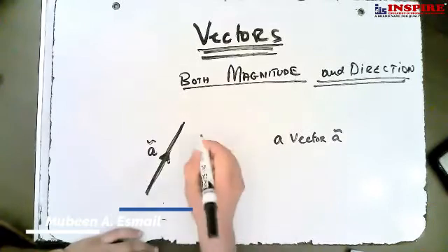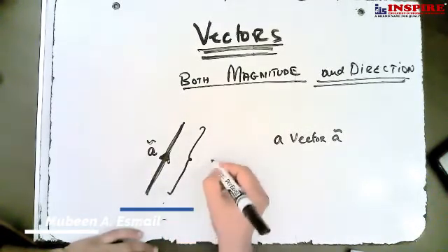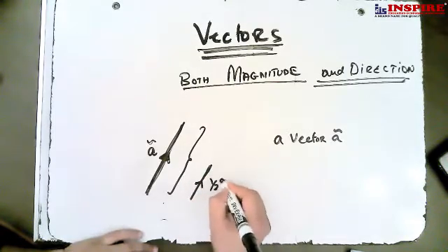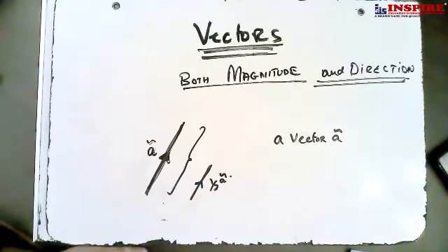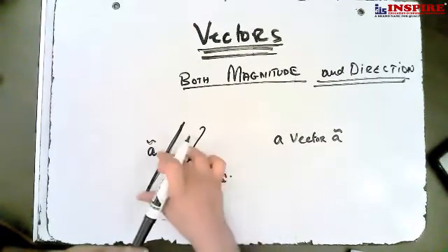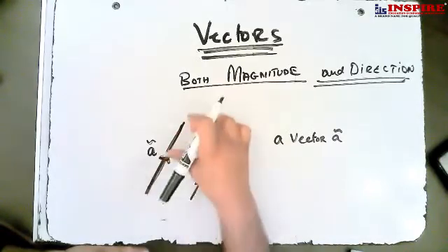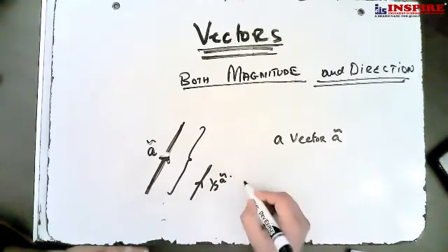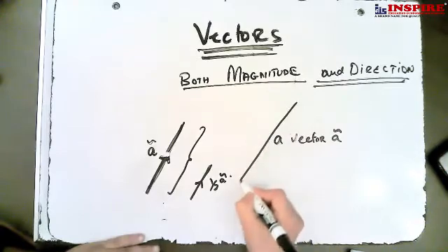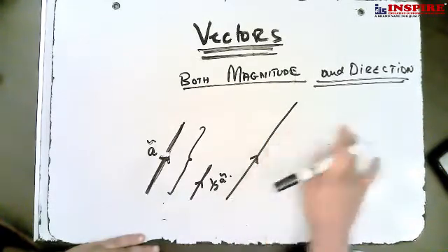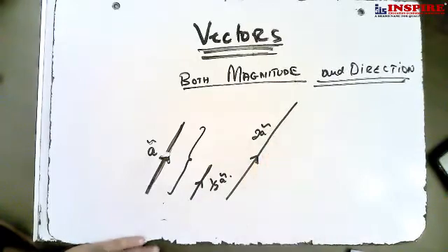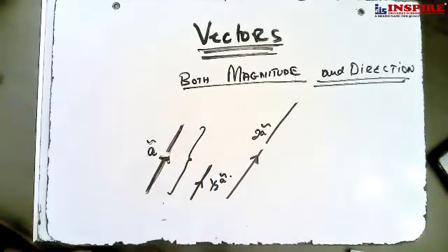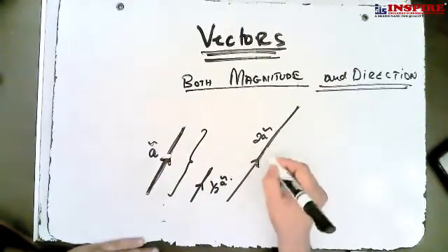If this is vector A, then this is half of A. The magnitude is half. Two of these will make a vector A. And if that's half, how about this one? Oh sir, this looks like a 2A. Got it? Yes or no? Yes. Okay.